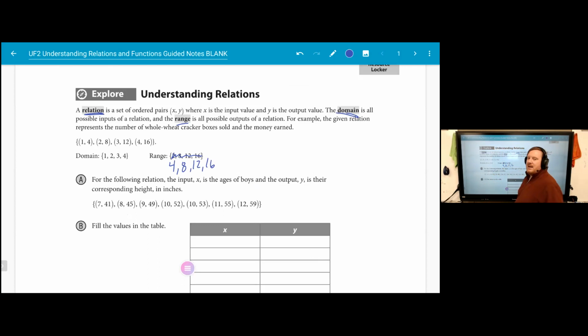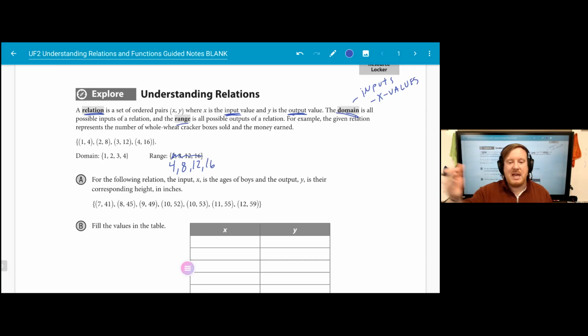And Y is the output. Input and output. Remember that. The domain is all possible inputs of a relation. Again, domain, inputs, X values. The range, those are your outputs, the Y values.